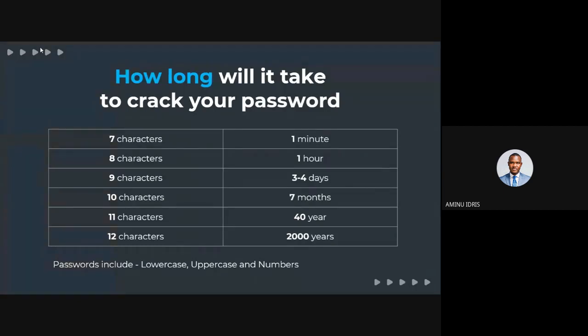It's very, very important. So if it is 7 characters, within 1 minute; 8 characters, 1 hour; 9 characters, 3 to 4 days; 10 characters, 7 months; 11 characters, 40 years. As for the case of 12 characters, it may take an attacker 200 years. Who is born to live for 200 years? You have to just leave that stuff there and then maybe try to find another target. So it is highly recommended to use a 12-character password.